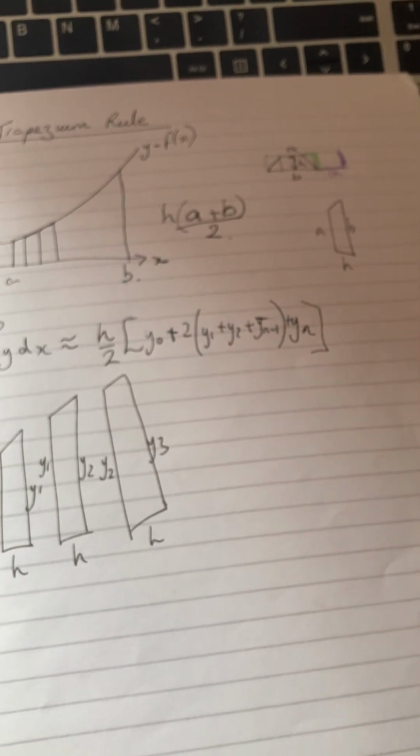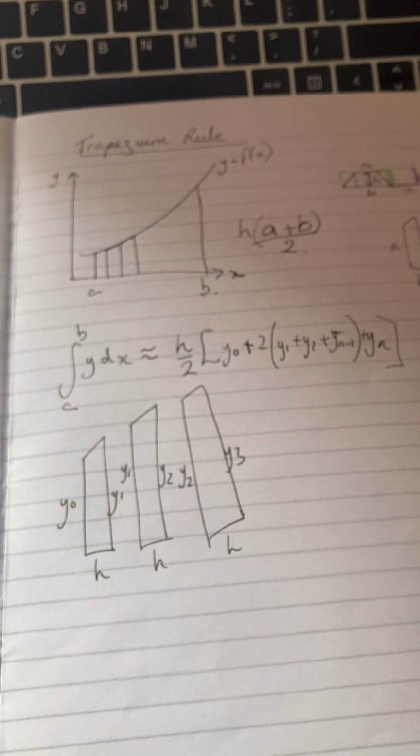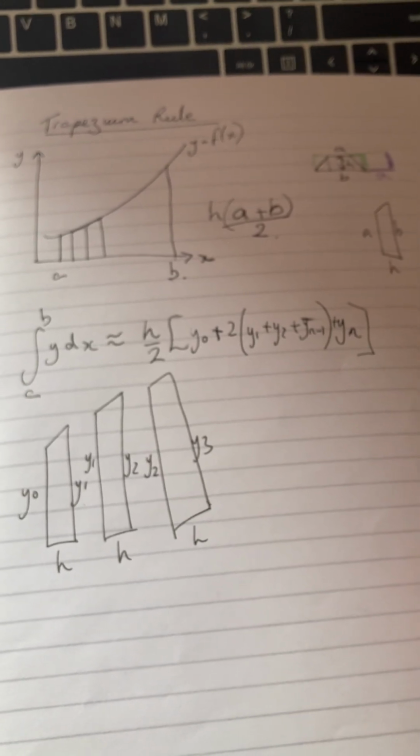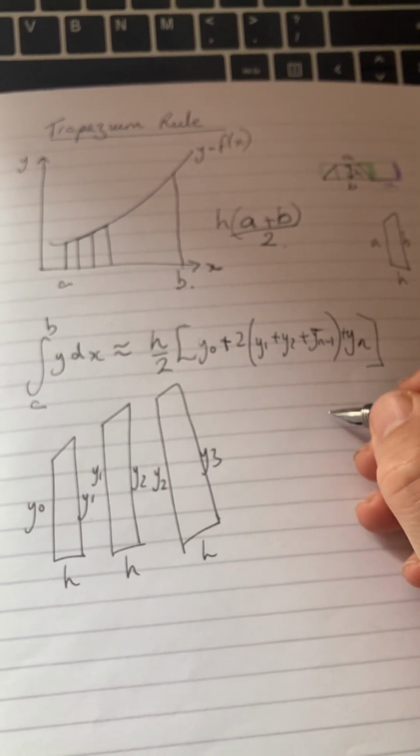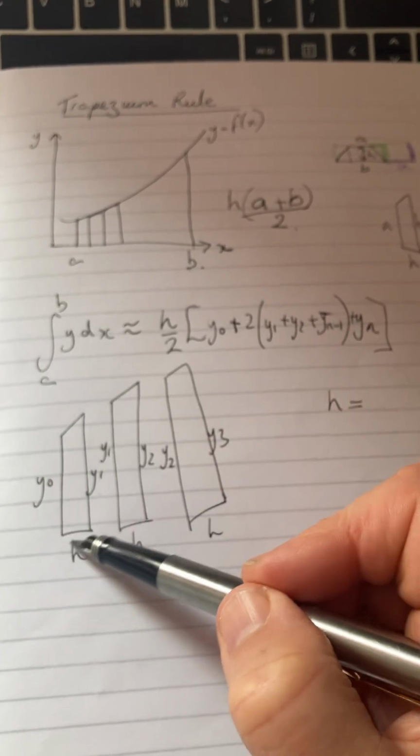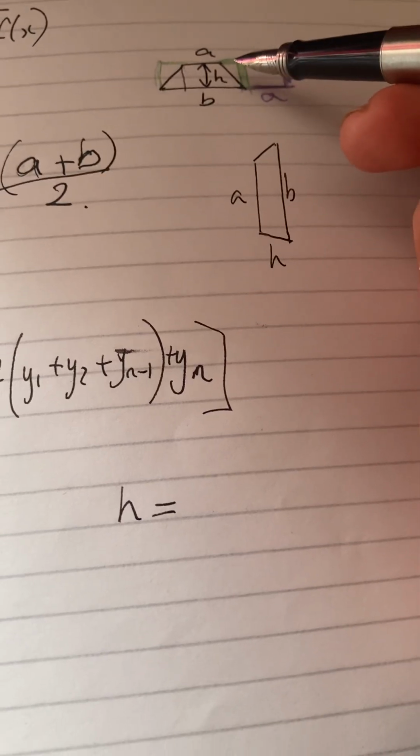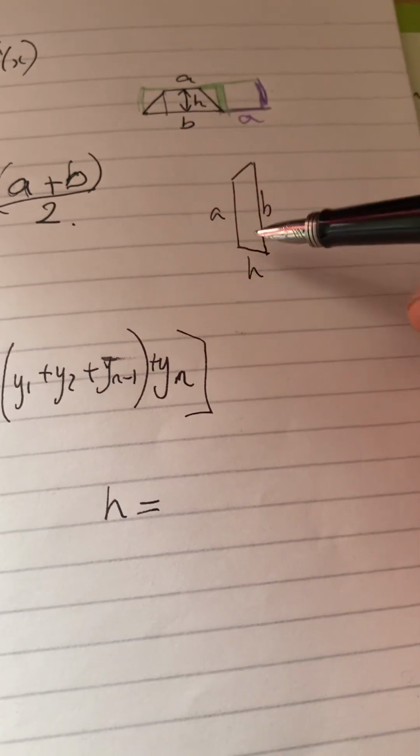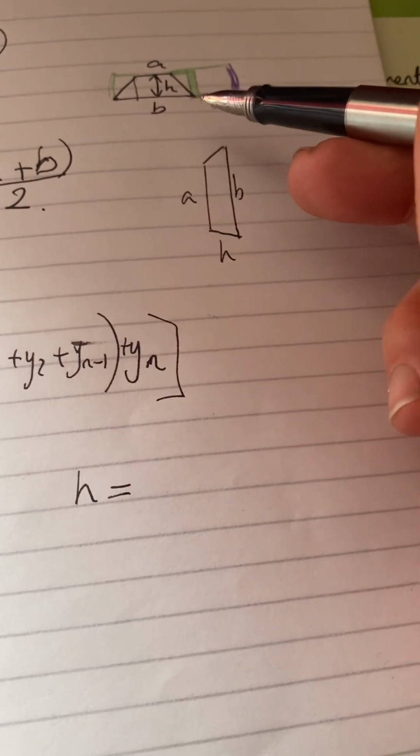The only other bit of information that you really need is to work out h. Now, h is the width of these. But actually, when we look at the trapezium like this and then flip it round, it is actually the height. So that's why it's an h and not an x.